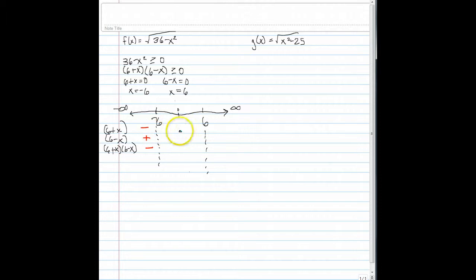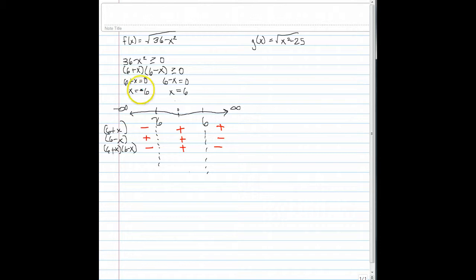Now let's pick a value in the interval from negative 6 to 6. We could use 0, that's an easy one to use. If we put a 0 in here, 6 plus 0 is 6, that's definitely positive. 6 minus 0 is 6, definitely positive. So a positive times a positive gives us a positive. And finally, let's pick a number to the right of 6. Let's do, I don't know, 15. 6 plus 15 is definitely positive. 6 minus 15 is negative. So now you have a positive times a negative, which is a negative.